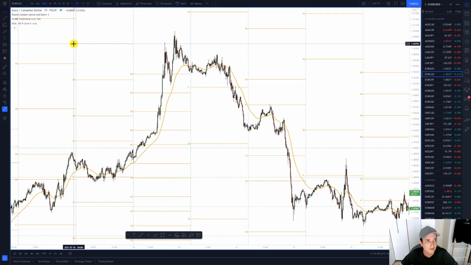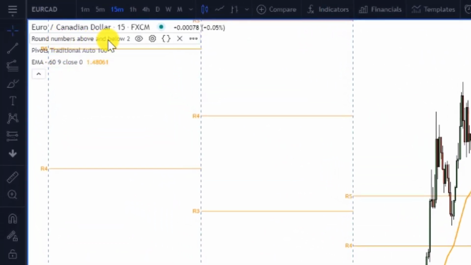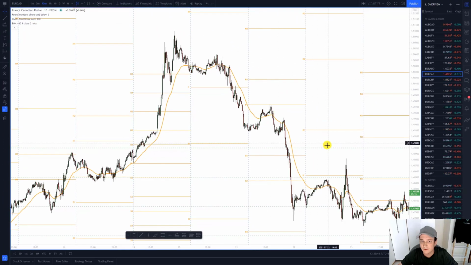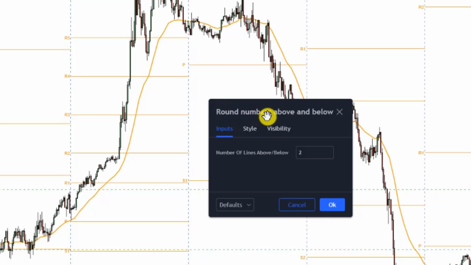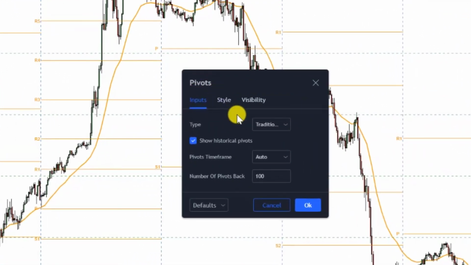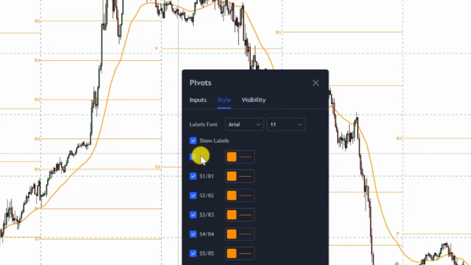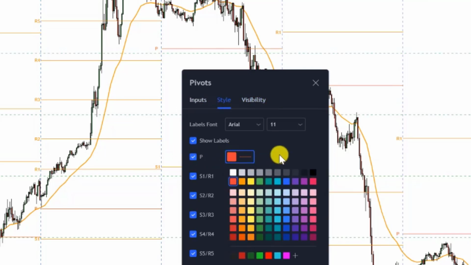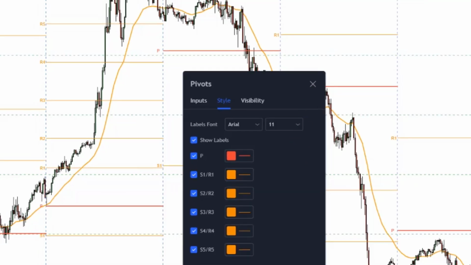What we have here firstly is the round numbers. So every 50 pips we have one of these levels here, right? The indicator on TradingView is called round numbers above and below. Let's turn this to 10. Then we have the pivots, classic, very classic pivots, nothing special about them. Let's turn this into a red one maybe. This is the most important level.